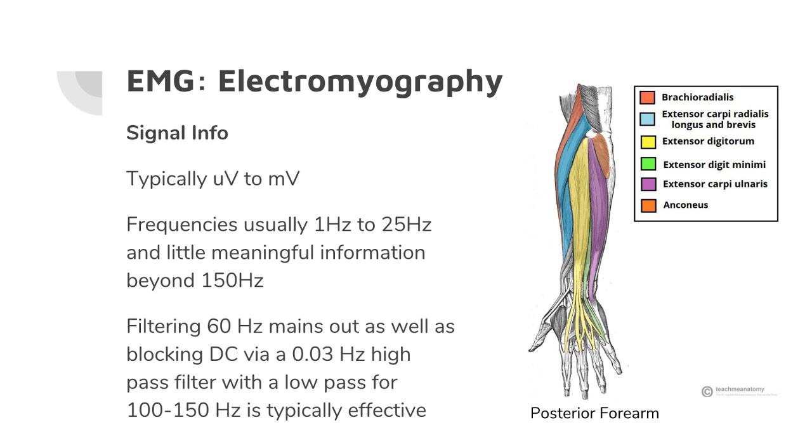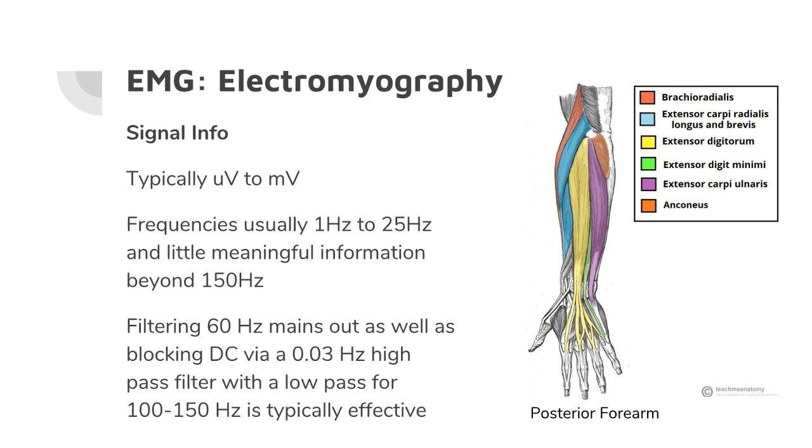So let's say you're sampling at 200 hertz. You can't really filter out 150 hertz signals. The most that you could do is filter out 100 hertz signals. So in that case, 100 hertz is usually sufficient. It depends on what device you're using to record. In our case, we have the OpenBCI kits, so they record around 250 hertz. So the most that you could do is filter under 125.